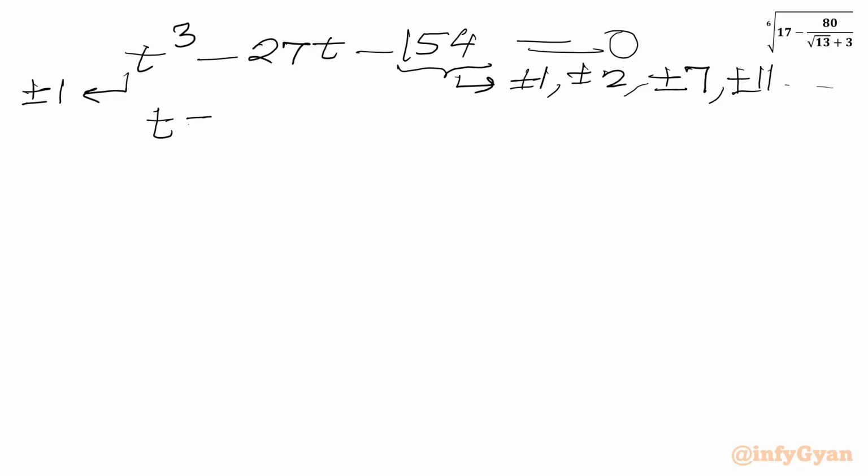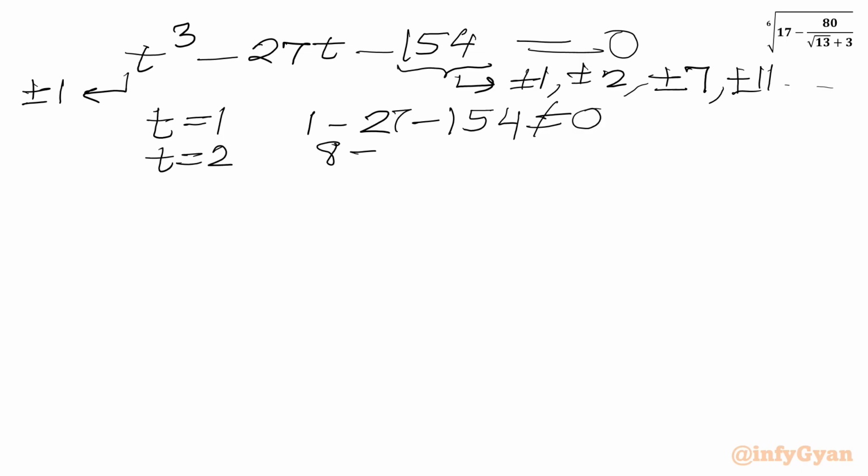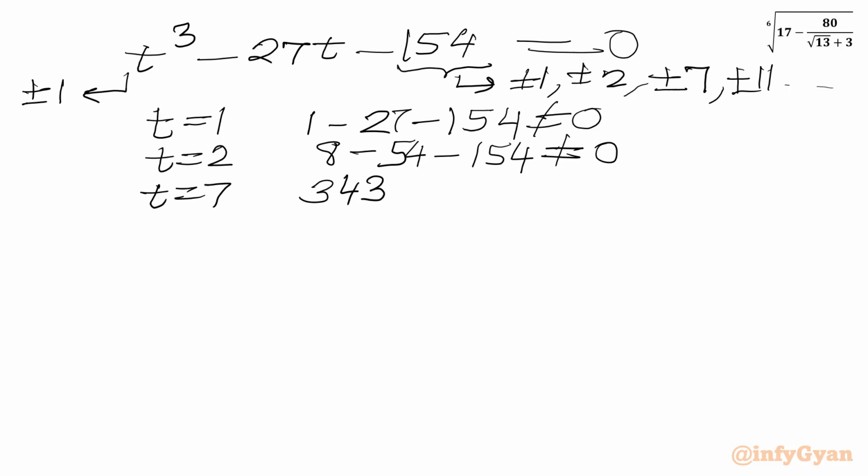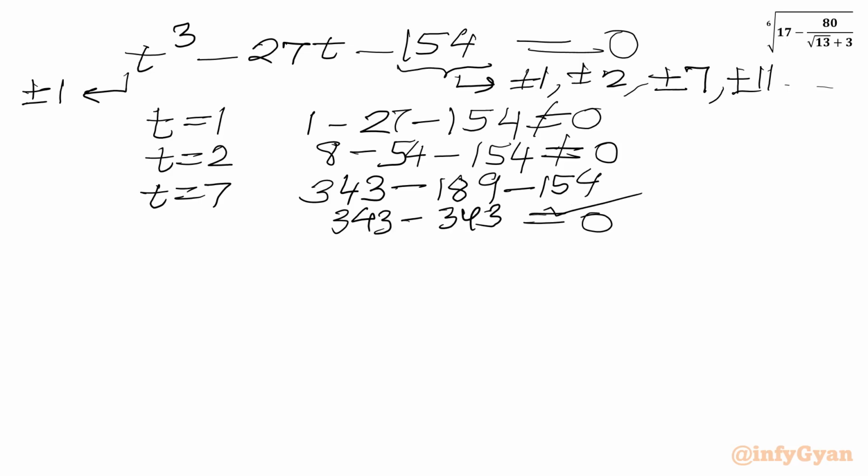If I plug in t equal to 1, will it satisfy? 1 minus 27 minus 154. No, it is not. If I plug in t equal to 2, 8 minus 54 minus 154. Again, it won't. Now t equal to 7. 7 cube is 343 minus 27 times 7. This value will be equal to 189 minus 154. So yes, this is true. 343 minus 343 equal to 0. So we'll say t equal to 7 is our base solution.